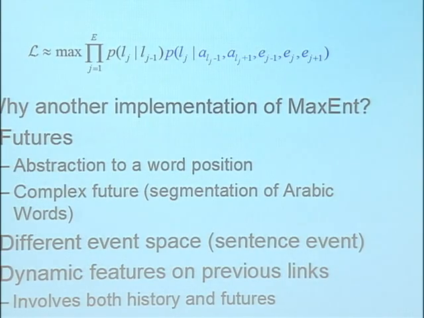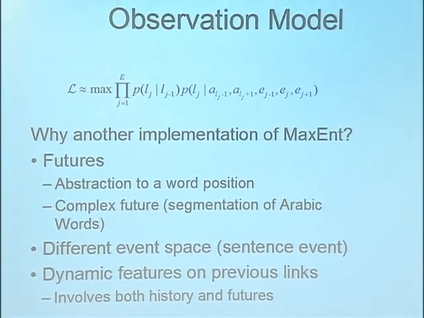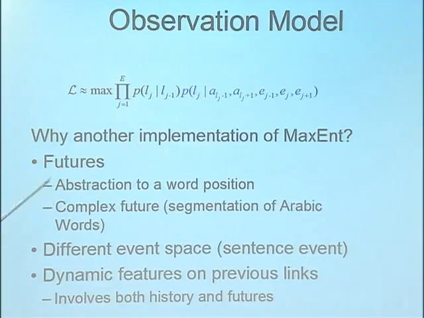Okay, so the observation model. So that's the second part. Here we decided to use maximum entropy to do this. The features are the word position. It's not the Arabic at that word position, it's the word position. And you'll see why that makes a difference here in a second.